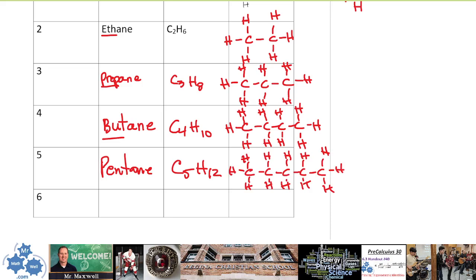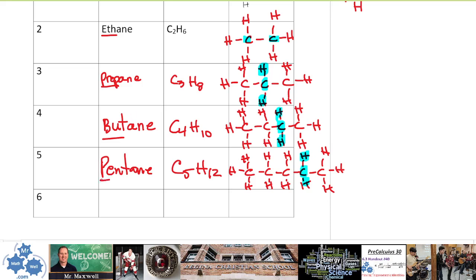So what you want to notice in these simple straight chain, simple organic molecules that we're studying here is that for each addition of a carbon, like if we go from 2 to 3, what are we adding? 1 more carbon and 2 more hydrogens. 1 more carbon and 2 more hydrogens. So we've got a pattern going on here for these simple straight chain organic molecules.